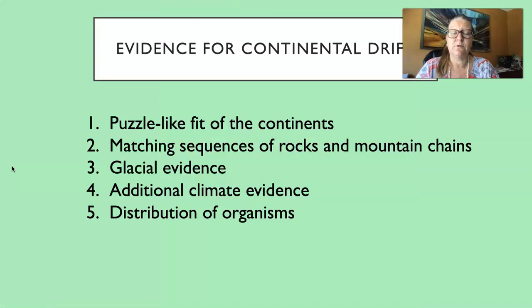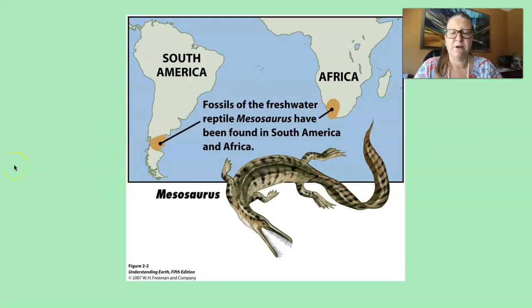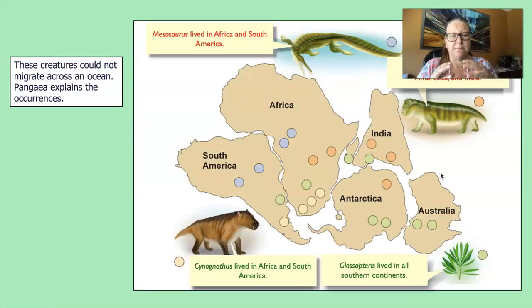Finally, the distribution of organisms, plants and animals, fossils. The one that's most commonly referred to is the Mesosaurus. This was determined to be a freshwater organism, and it was a reptile. It only existed in the Mesozoic, and then it went extinct. And the only place that this fossil's been found is in these two locations, South America and Africa. So it seems logical that these two places were once together. Because it was a freshwater organism, it couldn't swim across the salt water of the Atlantic Ocean.